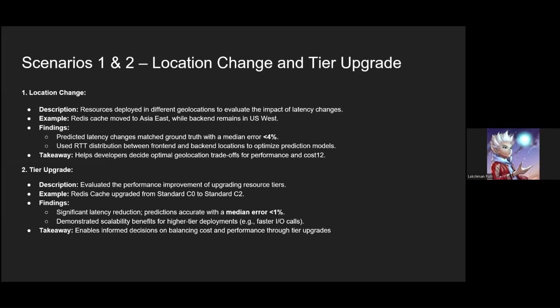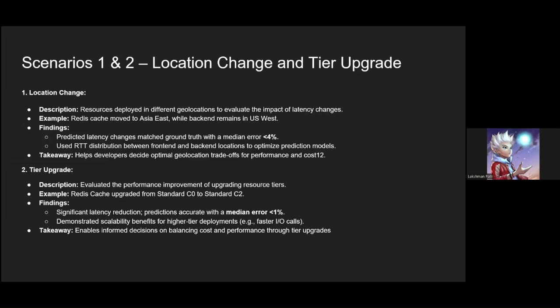The first scenario is location change. Here we test the impact of relocating resources to different geolocations, for example, moving a Redis cache from US West to Asia East. Latency is evaluated using RTT distributions between front-end and back-end components. WebPerf accurately predicted latency shifts with a median error of less than 4%, enabling informed decisions on optimal resource placement.